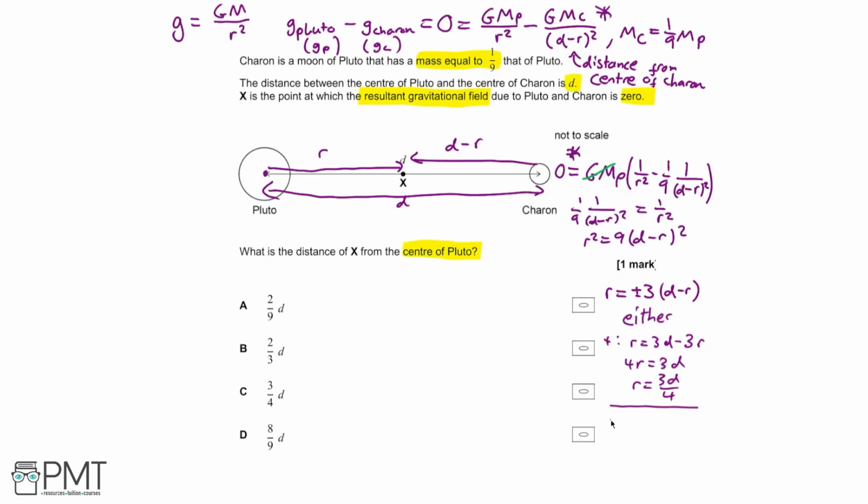Just to show that the other case is not acceptable, we can then have R is equal to minus 3D plus 3R. Subtracting 3R from both sides, we obtain minus 2R is equal to minus 3D. And then dividing both sides by minus 2, we find R is equal to 3D divided by 2. This is no good because R is greater than D here, so this would correspond to us being further away than Charon. Therefore, this solution is invalid. Therefore, our only answer is R is 3D divided by 4, and so our answer has to be C.